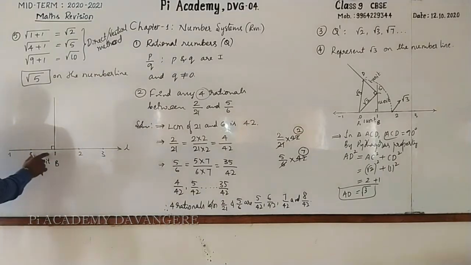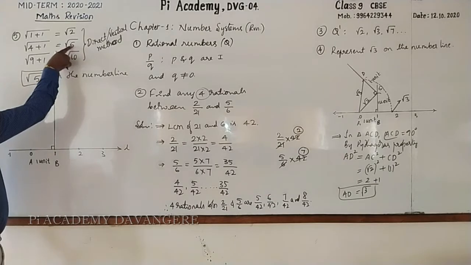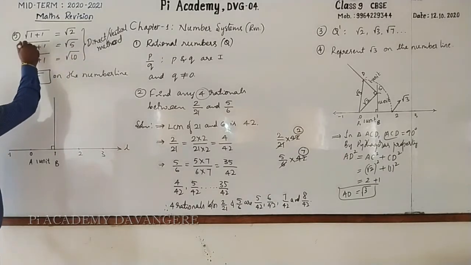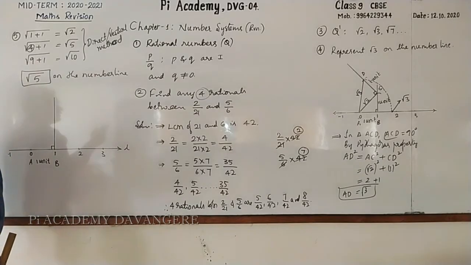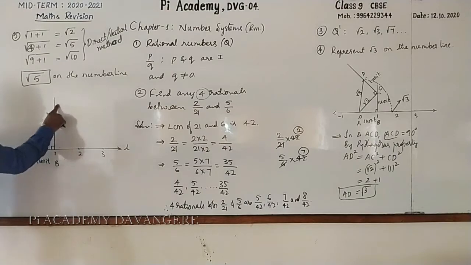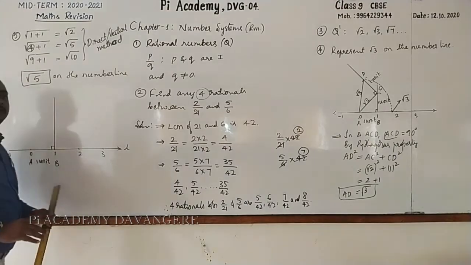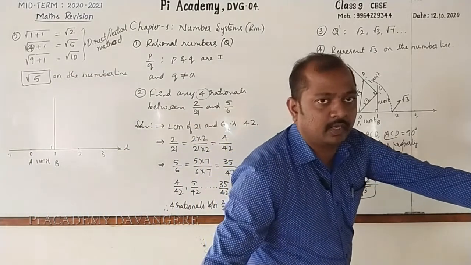Look here. Here 1 unit. We know that root 5 is nothing but 4 plus 1. 4 is a perfect square. Root 4 is 2 units. So here already 1 unit is there. Remaining we want 2 units. That should be marked on the perpendicular.